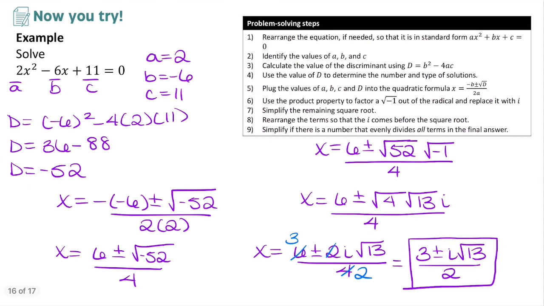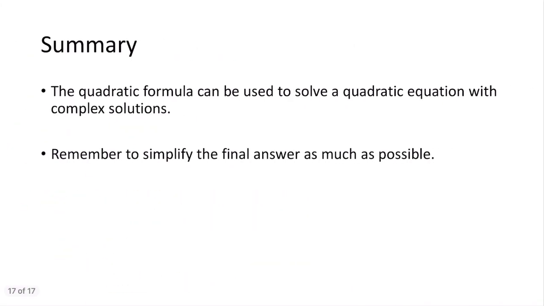So this quadratic is already in standard form, so what we're going to do is first calculate the discriminant. So the discriminant will be 36 minus 88, which is negative 52. So we plug into the quadratic formula, which gives us 6 plus or minus the square root of negative 52, over 4. We can make the square root of 52 better by factoring out a square root of 4. So that's going to give us 6 plus or minus 2i times the square root of 13, over 4. Notice that every term is divisible by 2, so we're going to get 3 plus or minus i square root of 13, over 2. So the quadratic formula can be used to solve a quadratic equation with complex solutions. Remember to simplify the final answer as much as possible.